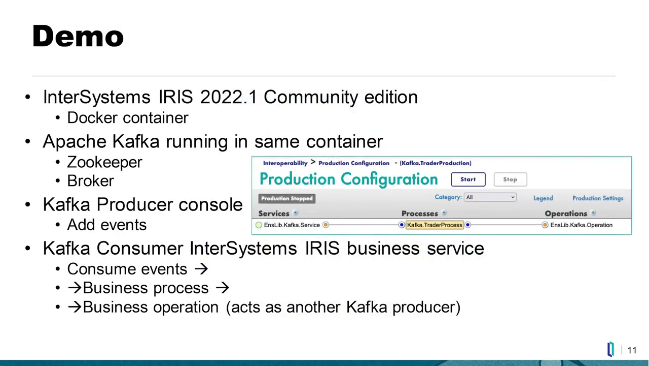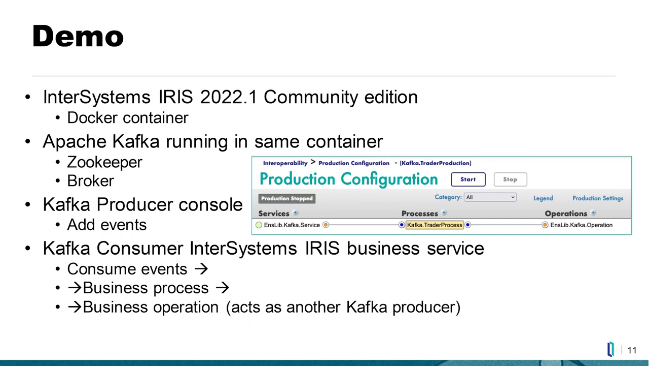What are we showing and what is running on my laptop in this case? We've got InterSystems IRIS 2022.1 Community Edition, which is running inside a Docker container. We also have an Apache Kafka installation running in the same container. So it's the same host, which is running InterSystems IRIS and the Apache Kafka broker. It requires a zookeeper and a broker, two components.